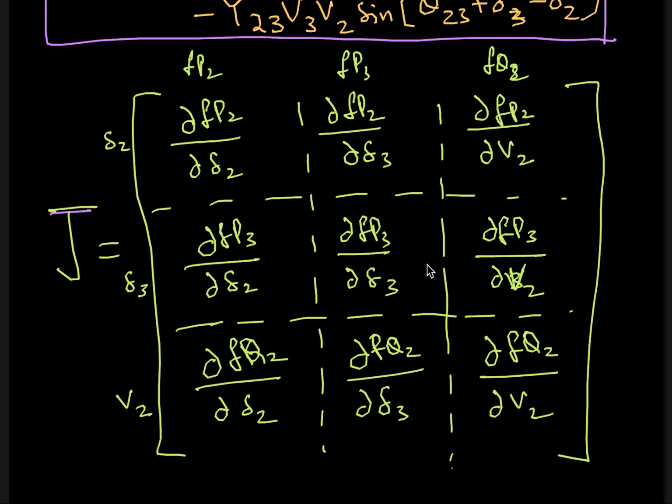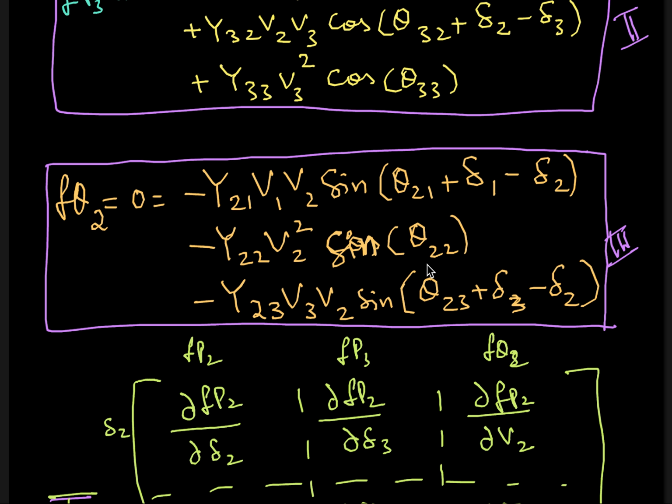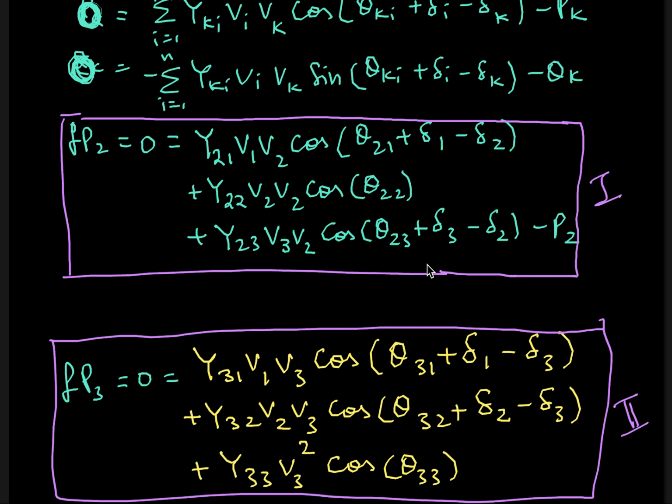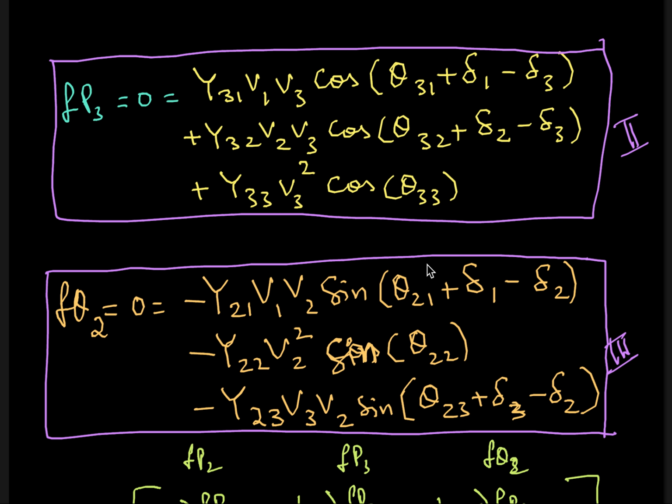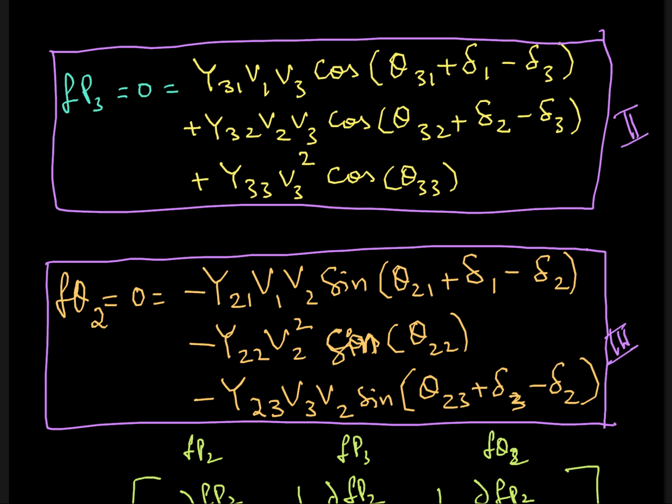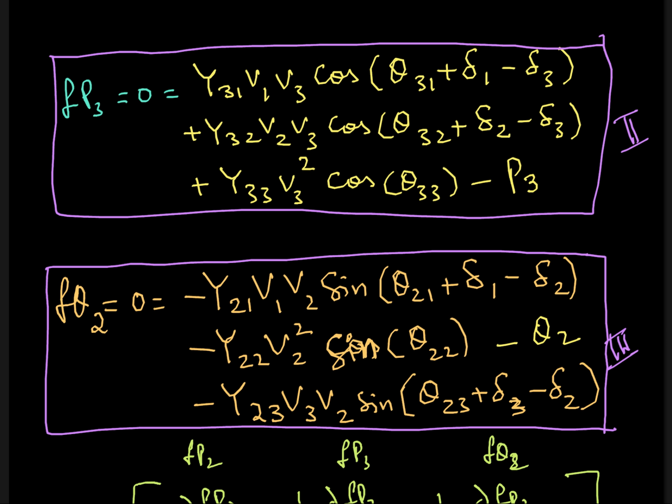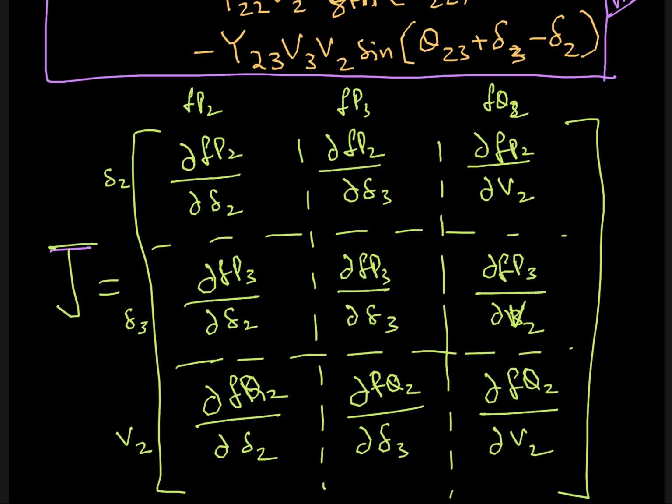One mistake: while I was having water and cross-checking, I forgot to mention minus P3 here. So let's quickly correct that. So minus P3. And in this one also I have to mention minus Q2. So in total there will be four terms. Now I have these three equations, and I have to define this Jacobian function.